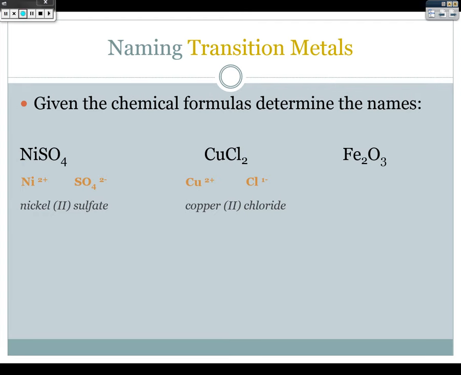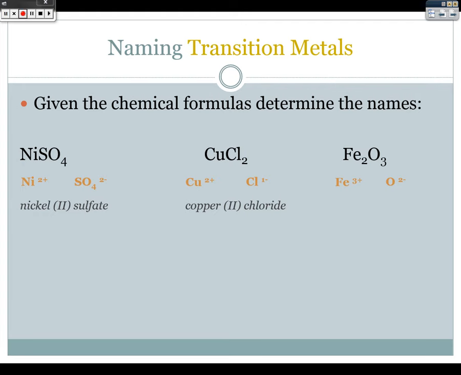Now with Fe2O3, oxygen is an O2 minus, and I needed 3 of those. So my total negative charge over there is -6. That means that my total positive charge needs to be +6 to balance that out. But I have 2 irons needed to make that +6. So if I take +6 and divide it by 2, I get that the iron, each of them, was a 3 plus. So the iron each had a 3 plus charge to make a total +6 to counterbalance the -6 coming from the 3 O2 minuses.